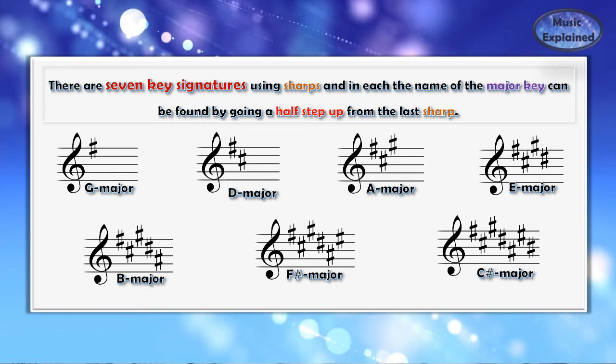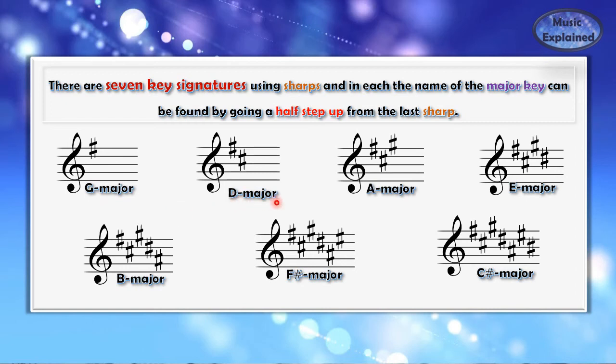There are 7 key signatures using sharps, and in each, the name of the major key can be found by going a half step up from the last sharp. Let's take a look at G major. G major has 1 sharp, F sharp. If we go a half step up, we're going to see the note G, which indicates G major.